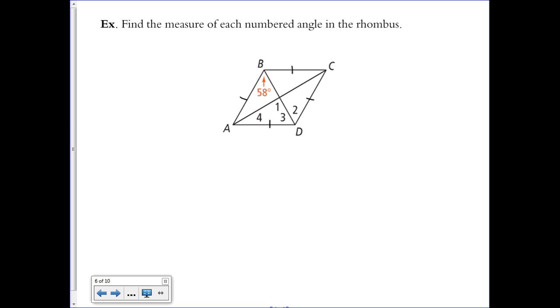One of the properties I know about a rhombus is that the diagonals intersect at 90-degree angles. So that means that the measure of angle 1 must be 90 degrees. Diagonals are perpendicular to each other.